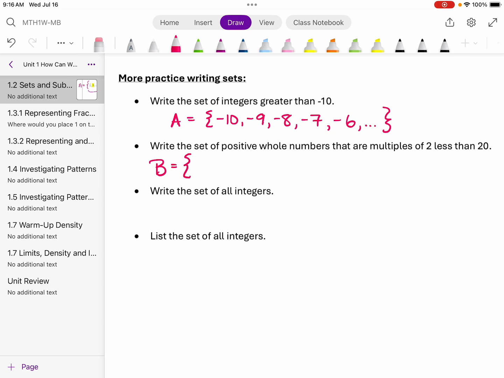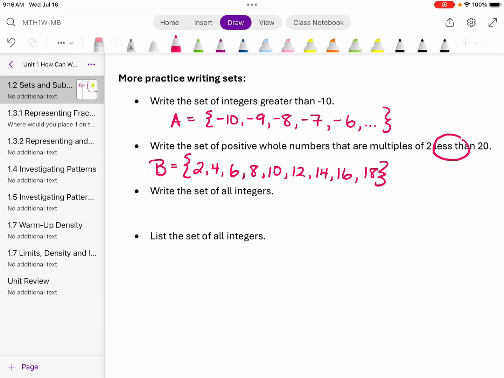Okay, so here we go. Multiples of 2 less than 20. So I've got 2, 4, 6, 8, 10, 12, 14, 16, 18. And sorry, we're not going to include 20. The reason why we're not going to include 20 is that it says less than. It does not say equal to. So 20 is not included in that set.